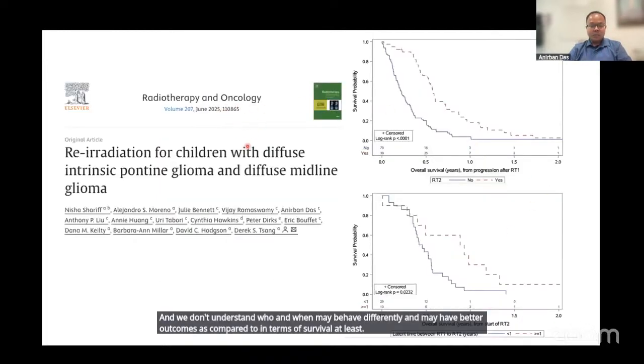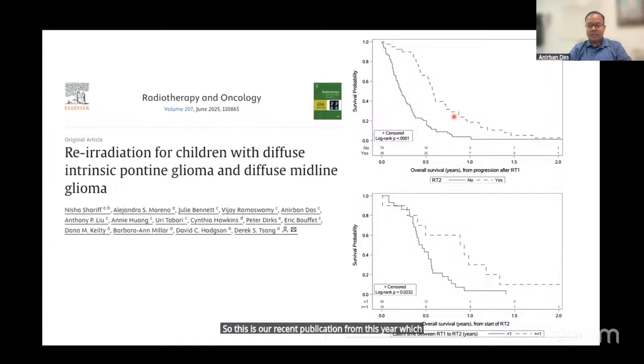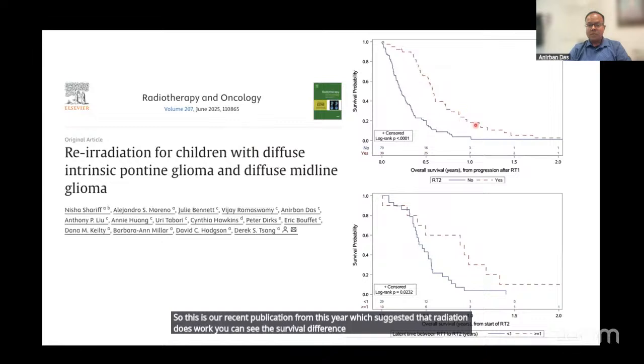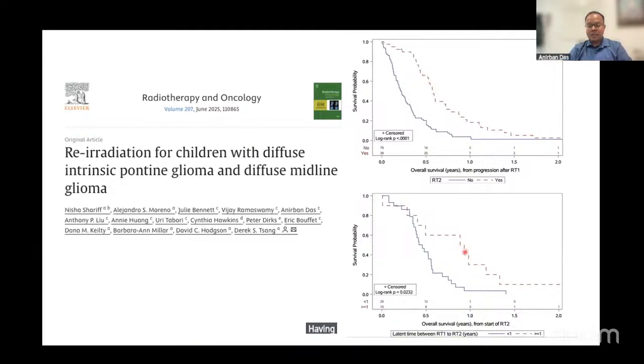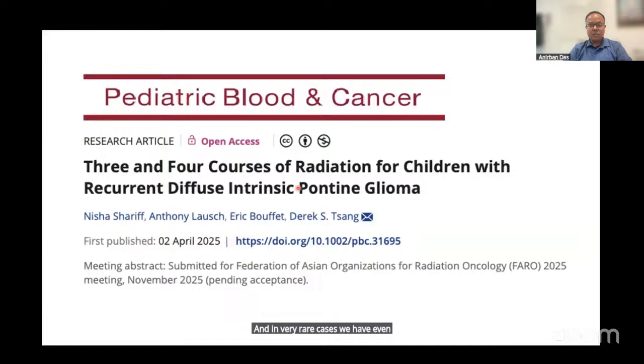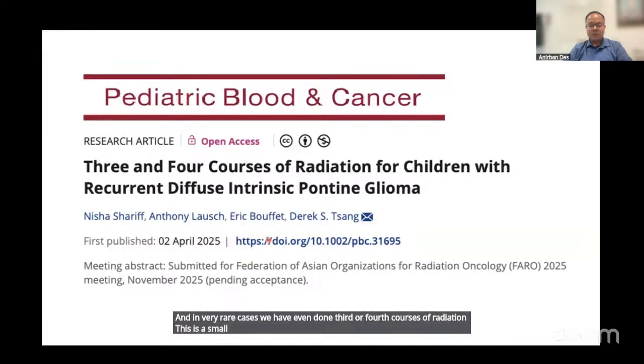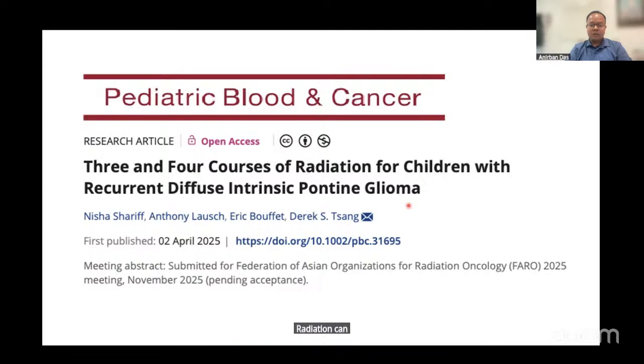So this is our recent publication from this year, which suggested that radiation does work. You can see the survival difference for the patients, but ultimately, unfortunately, they all die. And patients who have a good response to the first round of radiation seem to have more benefit from a second round of radiation, which is shown over here. And in very rare cases, we have even done third or fourth courses of radiation. This is a small case series, again published recently, that suggests that if you're careful and if your radiation oncology team has enough expertise and confidence, radiation can be given to prolong survival as well as maintain some quality of life. And Derek Sang is, as I mentioned, one of the world's experts in radiation of this difficult disease.